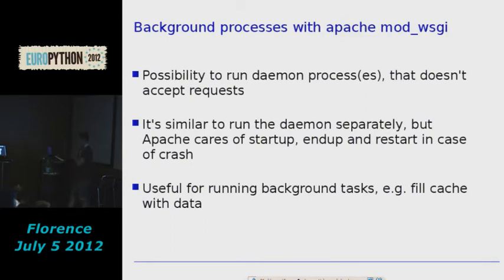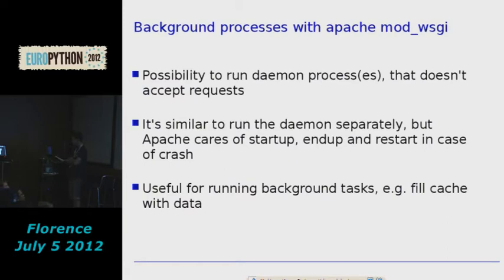Another thing, you can run background processes with Apache mod_wsgi. There is an option called WSGIImportScript for Apache, which you can use for running background processes along with normal WSGI processes. This process, when it is running, does not accept requests. Of course, you can run this daemon separately, but Apache then takes care of startup and restart if the process hangs.